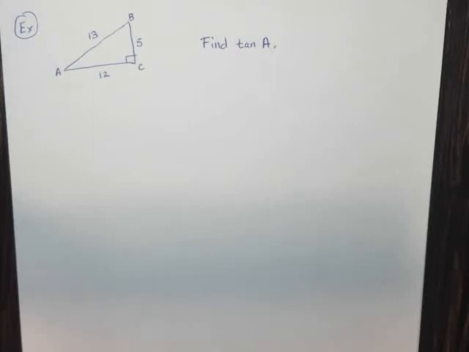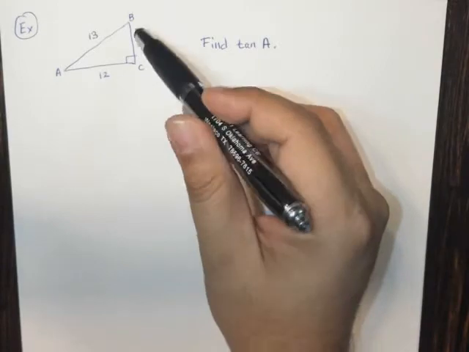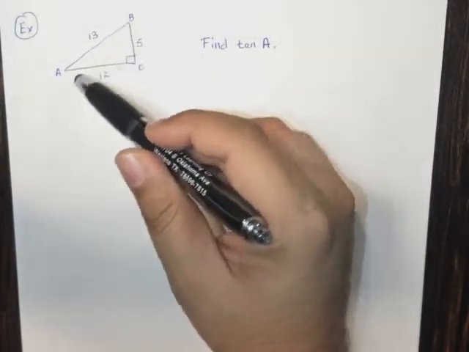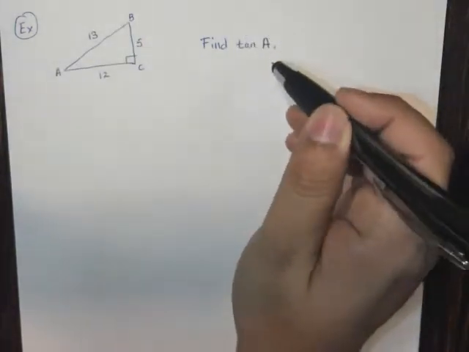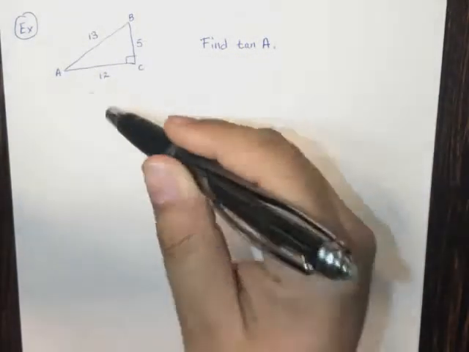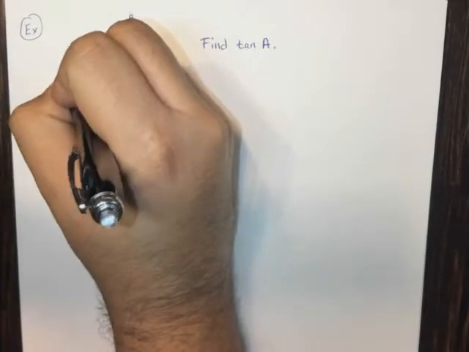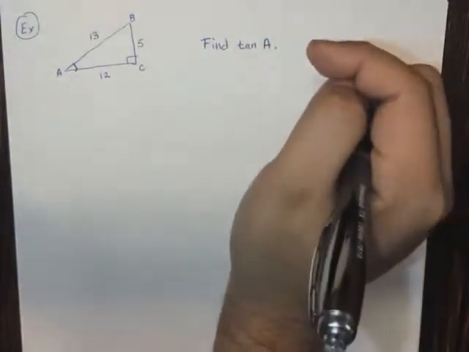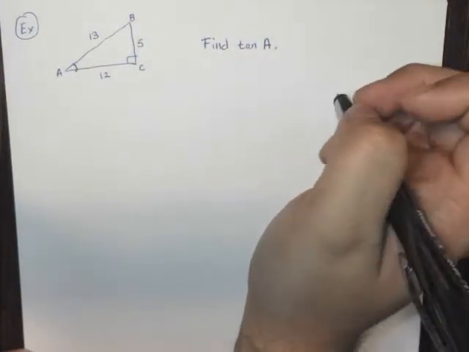Okay, so right now we're going to talk about some right triangle trigonometry. So we've been given a right triangle. We've been given the lengths of two of the sides and the length of the hypotenuse. And we're asked to find what's called the tangent of A. So this is the angle A right here. And we're going to find what's called the tangent. So this is one of the 6 trigonometric ratios.